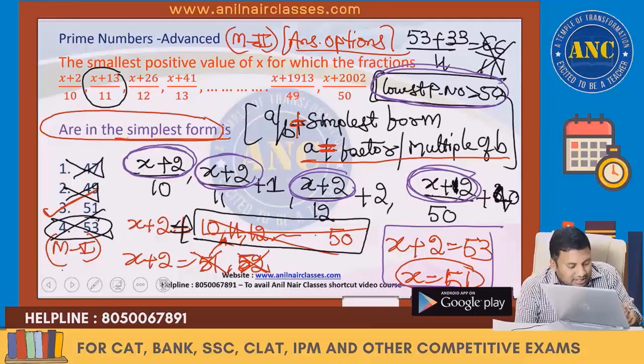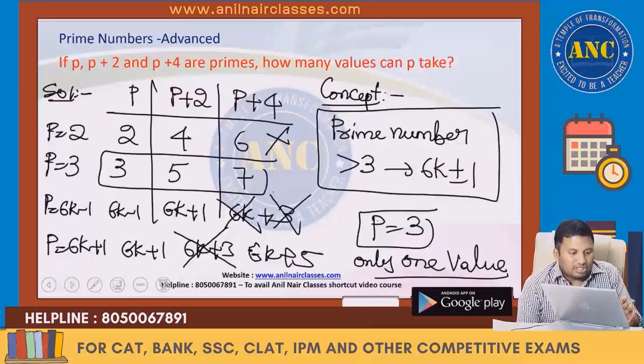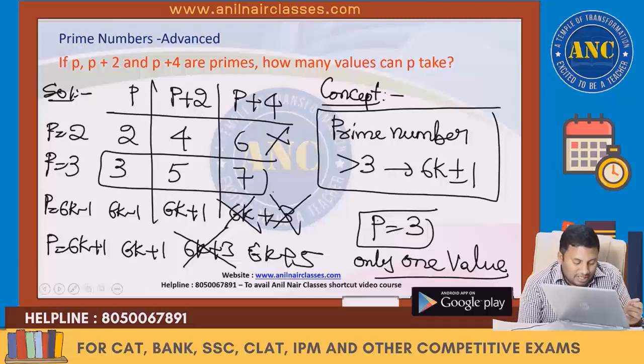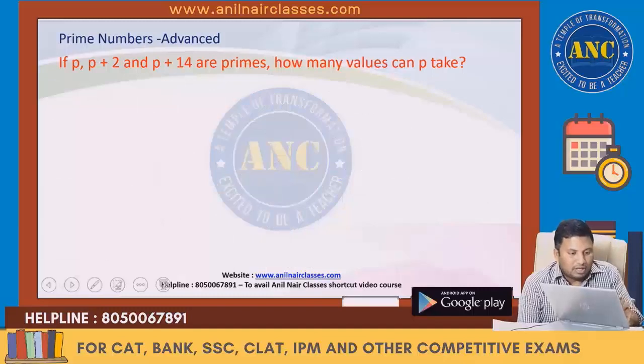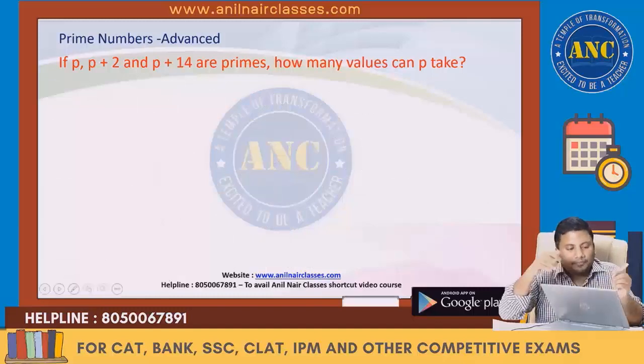For your information, it's a CAT question. This is an original CAT question. This is the beauty of the CAT paper, sir. This is again an original CAT question. Answer is one value of P. Next one more question.